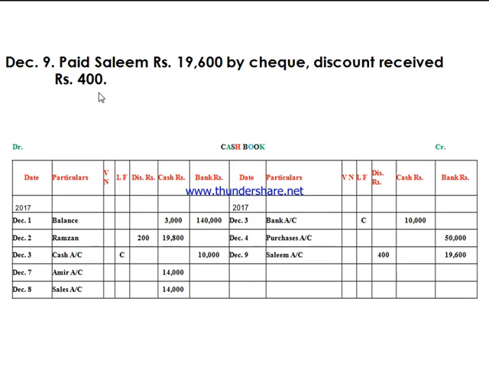Discount is also present in this transaction. Therefore, 400 rupees in the discount column, and the remaining 19,600 is paid through check, through bank. So 19,600 will be written in the bank column as it is in front of you.